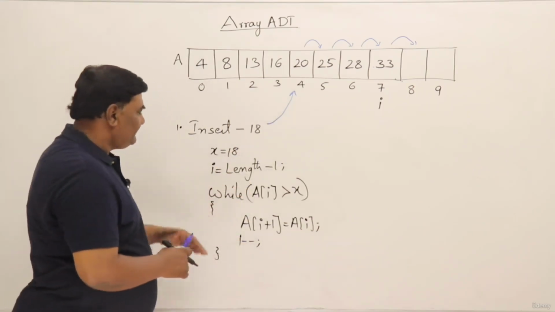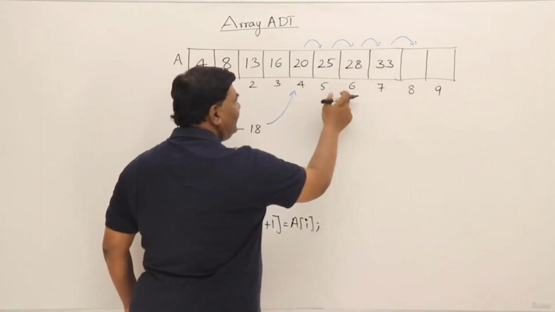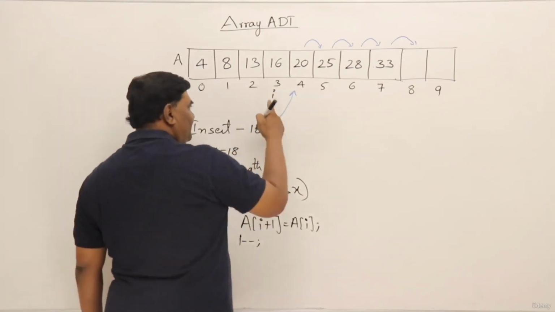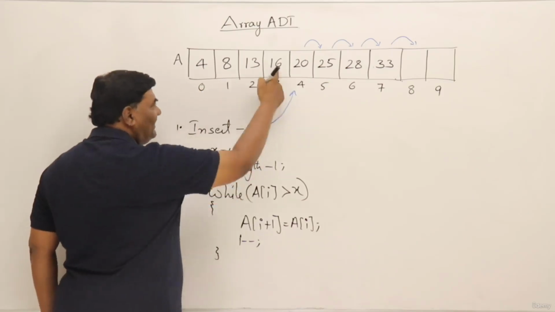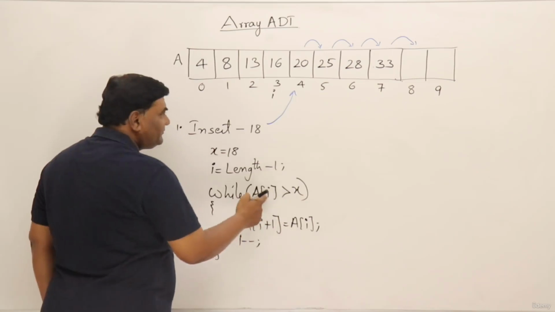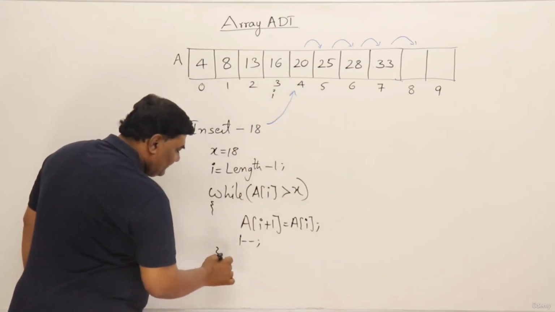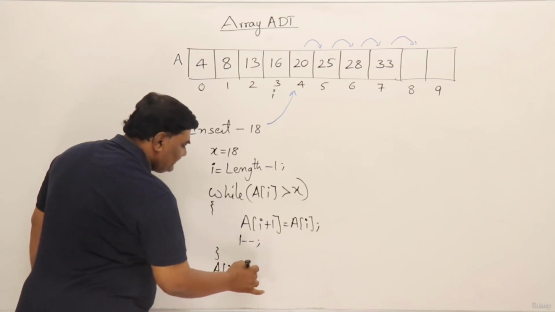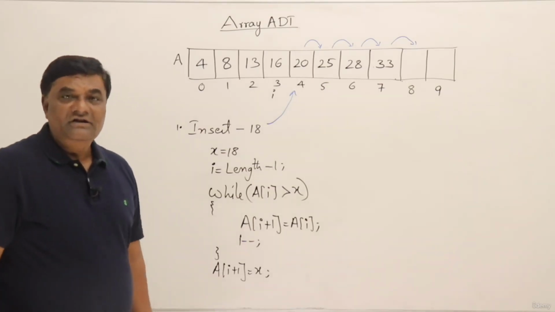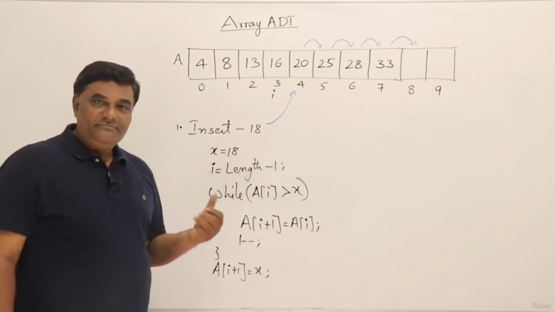Now if this loop is executed, it will move 33, then also 28, then 25, then 20. Then when it comes here, it will stop, because this element, a of I, is not greater than 18. So this is false, so it will stop. So where should I insert this new element? At the I plus 1 place. So at a of I plus 1, I should insert element x. That's it. This is the pseudocode for inserting an element in a sorted list, and it is one of the important procedures.